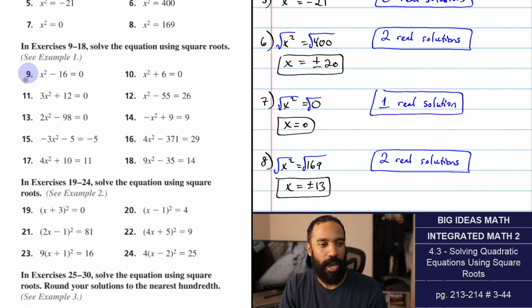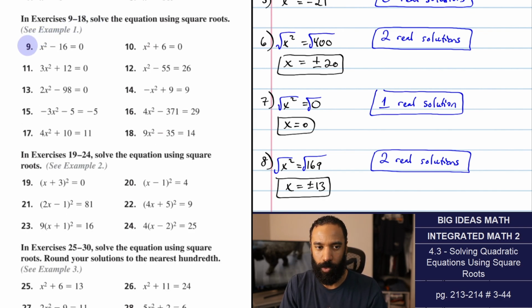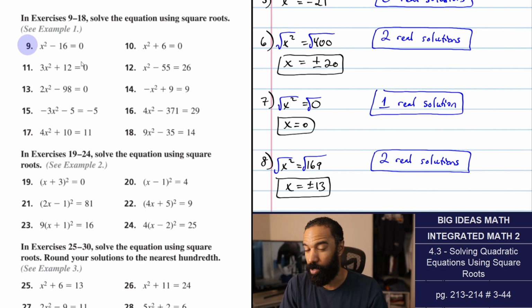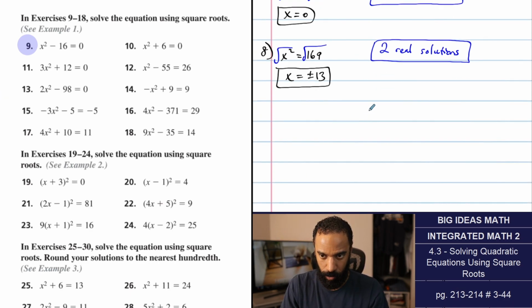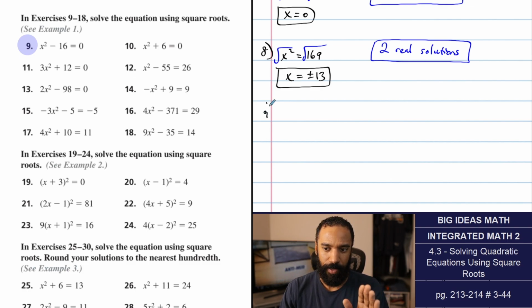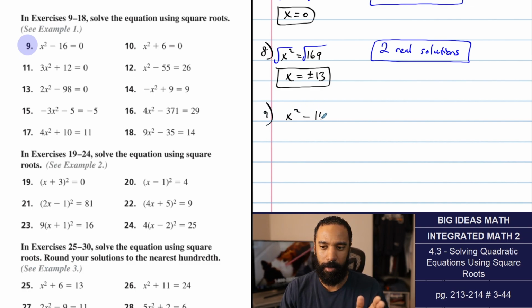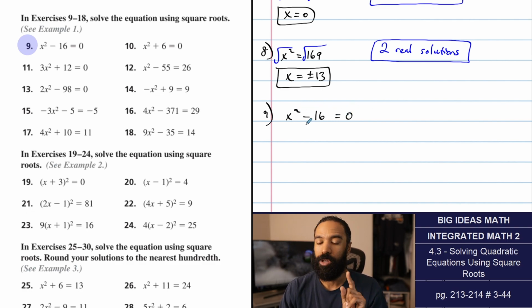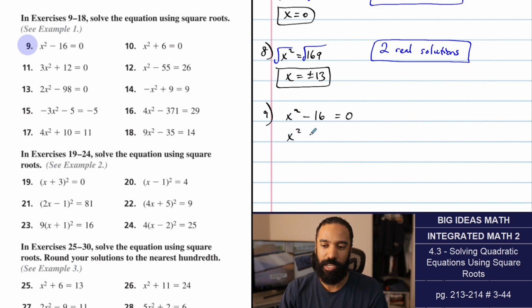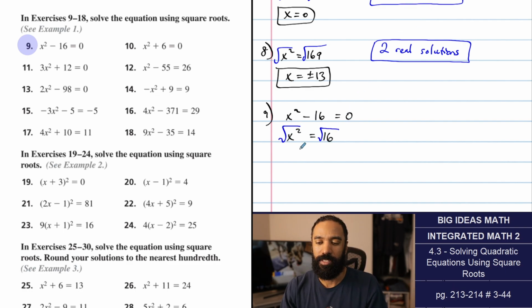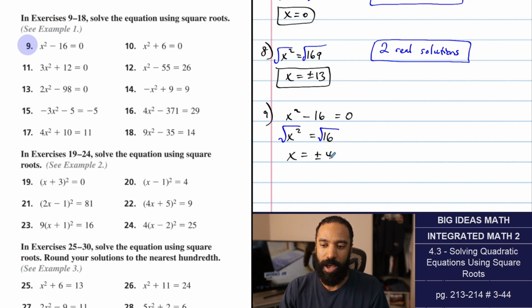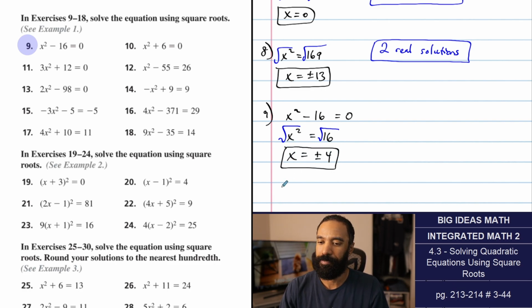Let's keep moving forward. On numbers 9 to 18, we will solve the equation using square roots. I will not write how many real solutions there are anymore. And keep in mind, it's not the original problem that determines how many real solutions there are. I see a 0 on this side. Does that mean there's only one real solution? No, you got to get x squared by itself first before you make that determination. If I add 16 to both sides, I'll get x squared equals 16, which means there will be 2 real solutions because that is positive. If I take the square root of both sides, I will get x equals positive 4 or negative 4.